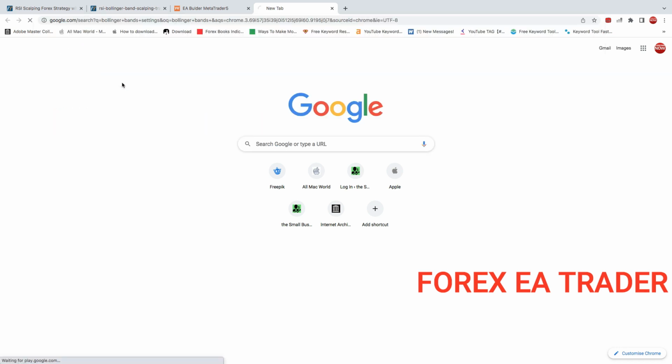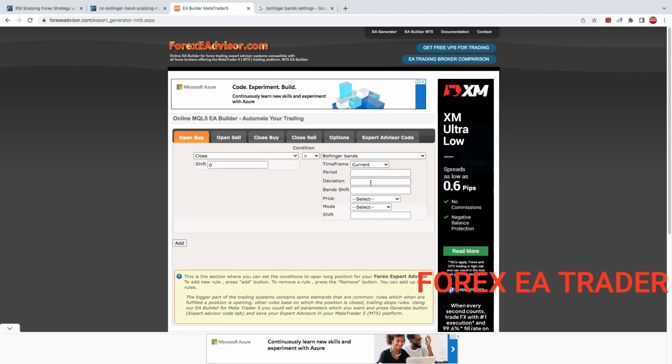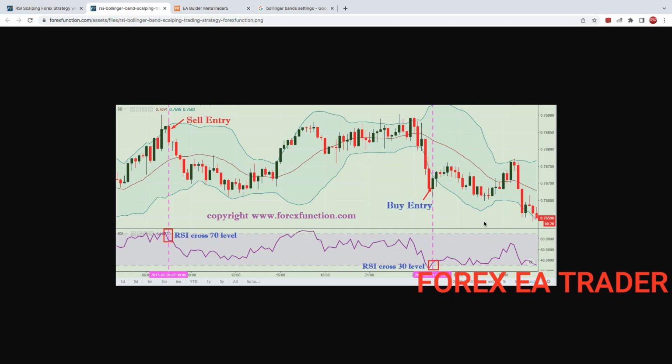You can use any settings that you want. Default values are 20 for period and 2 for standard deviations. Band shift, let's just set it at 0. Then price, we are going to use price close. Mode, we are using lower because this is for a buy, so we are going to use the lower band. So the close of the price needs to be above the lower band.